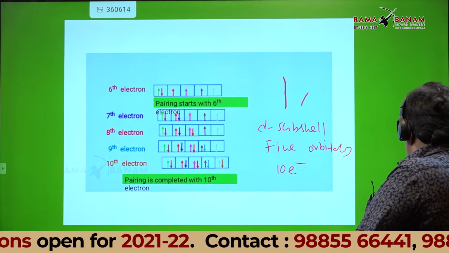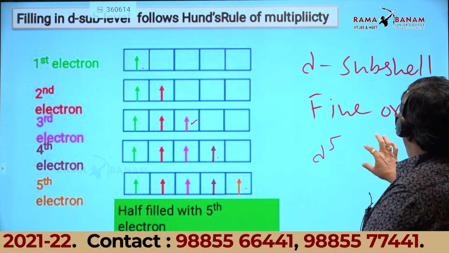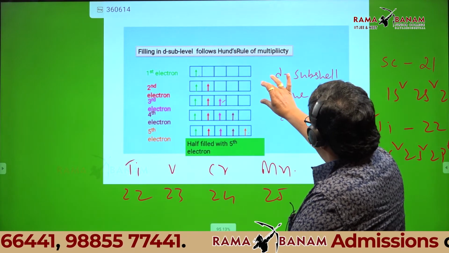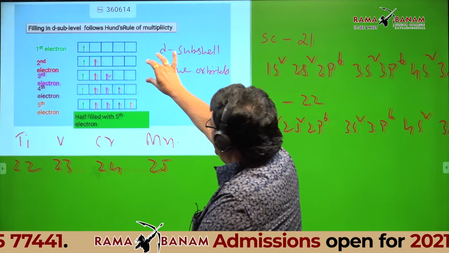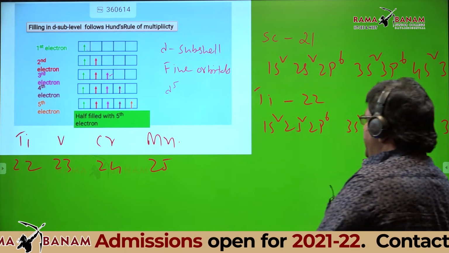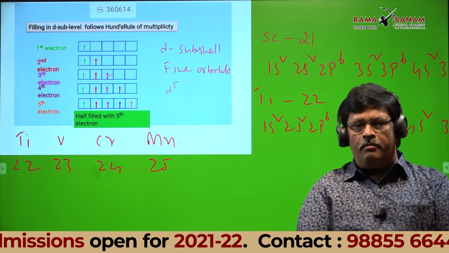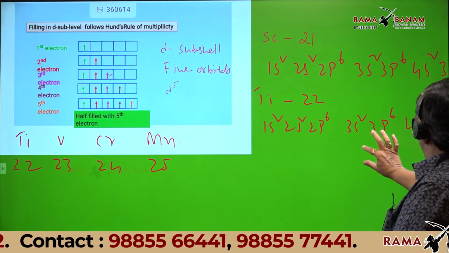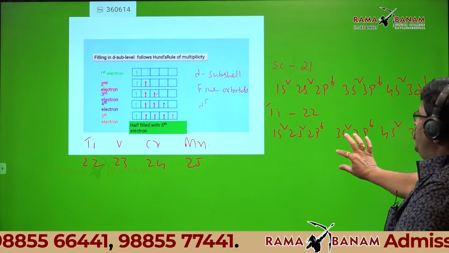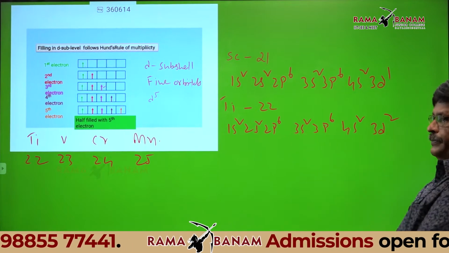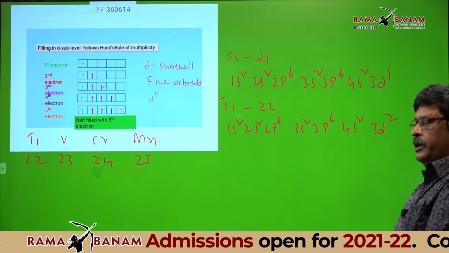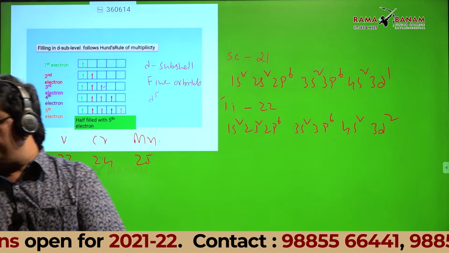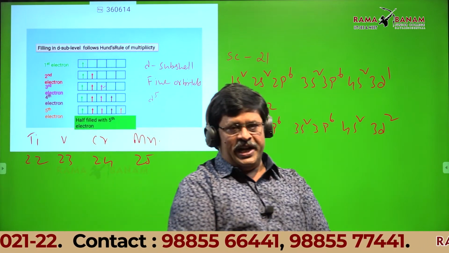Now, based on this, you have to write the electronic configurations. Scandium is already completed. I gave 4 elements: titanium, vanadium, chromium, manganese. Is the board visible to all of you? Yes, sir. Titanium is 1s2, 2s2, 2p6, 3s2, 3p6, 4s2, 3d2.